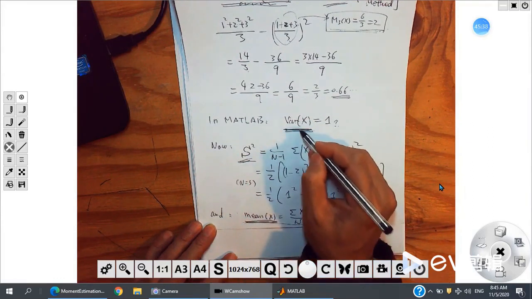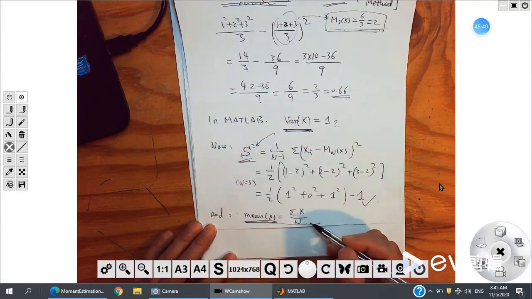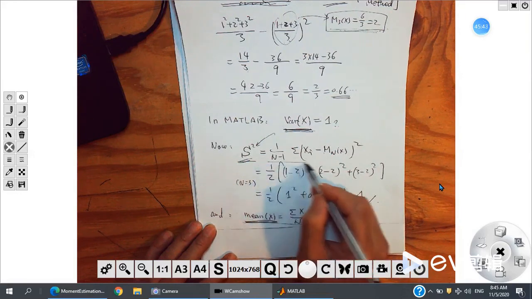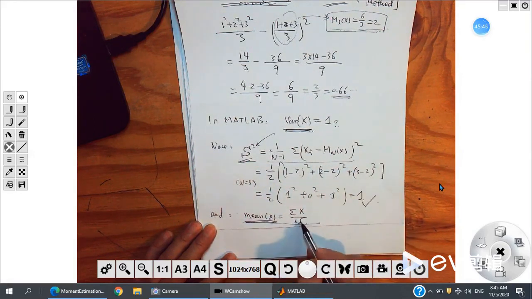This one actually gave you s squared. It is this one. Right. And the mean is this one. It's okay.